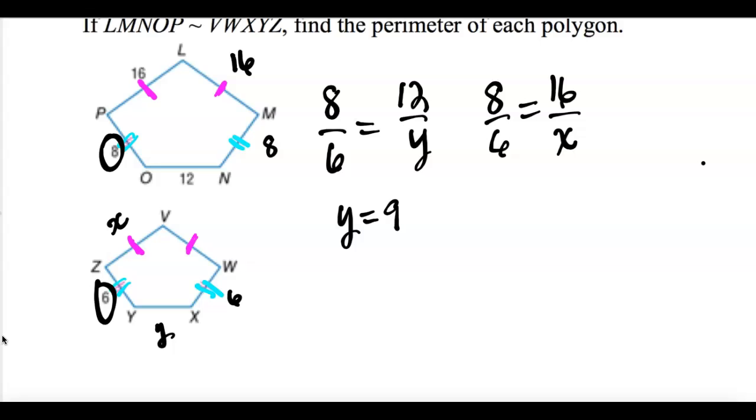Hopefully you can see that this one would be a nice ratio. So 16 times 6 divided by 8 gives me 12. x is equal to 12. That's the end.